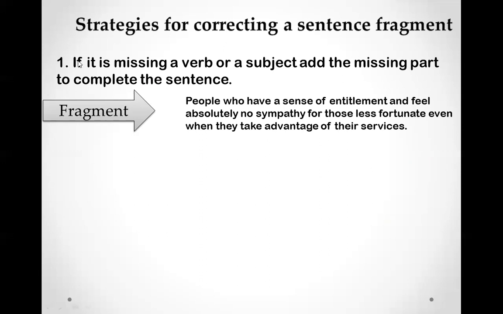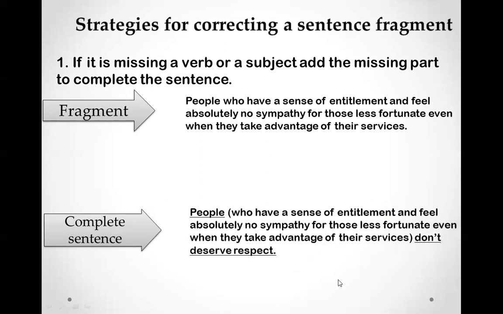According to the first rule or the first strategy, what's the best way in order to correct this sentence? Adding the missing part. The missing part is the verb part here. So I keep the sentence as it is, and at the end, I add don't deserve respect or any other predicate. In this case, it is correct. So guys, the subject should be completed by a verb, subject and verb. And in this case, it is a complete sentence.